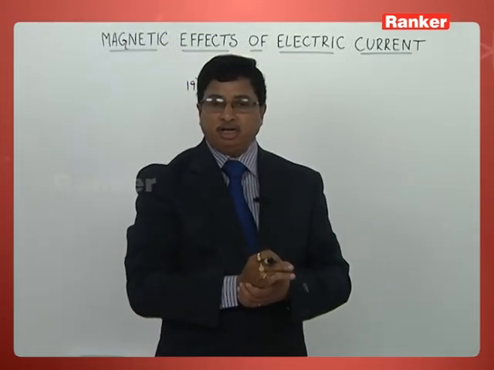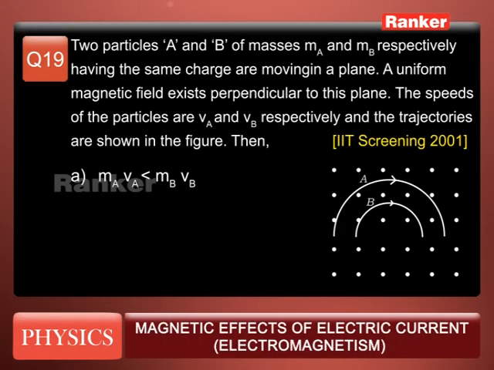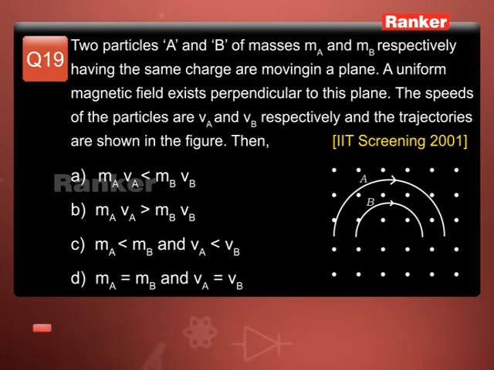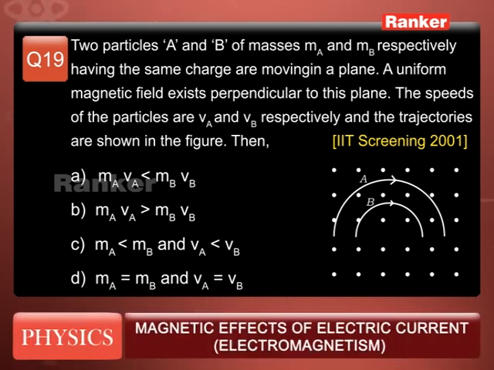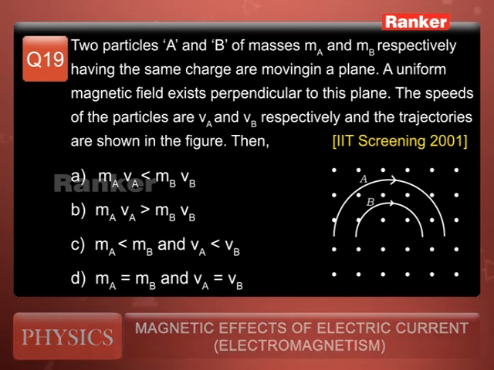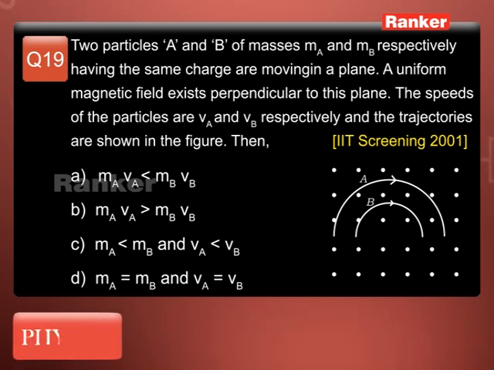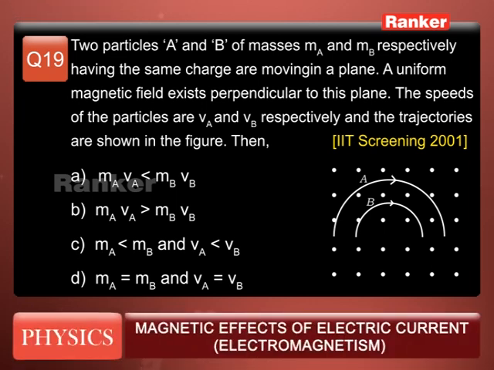Now check the problem number 19, which also has been one of the screening questions. IIT screening in 2001, they have given the same problem. Two particles A and B of masses MA and MB respectively, having the same charge, are moving in a plane. A uniform magnetic field exists perpendicular to this plane. The speeds of the particles are VA and VB respectively, and the trajectories are shown in the figure.